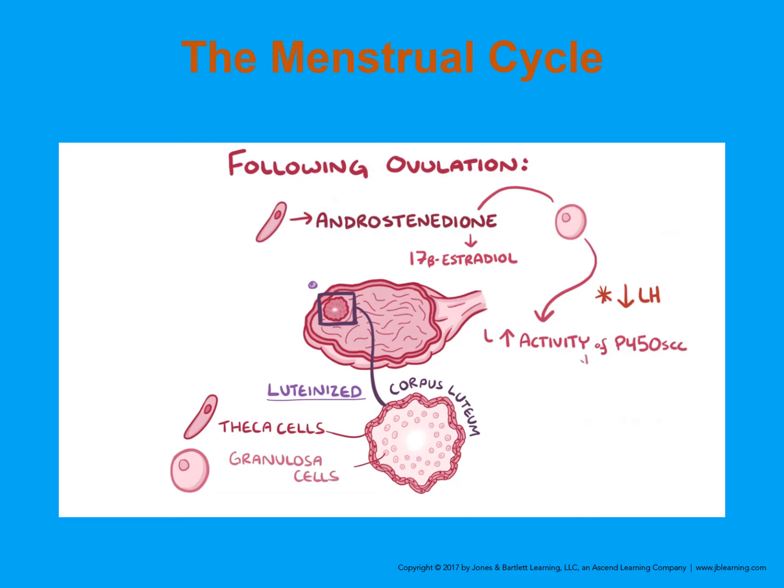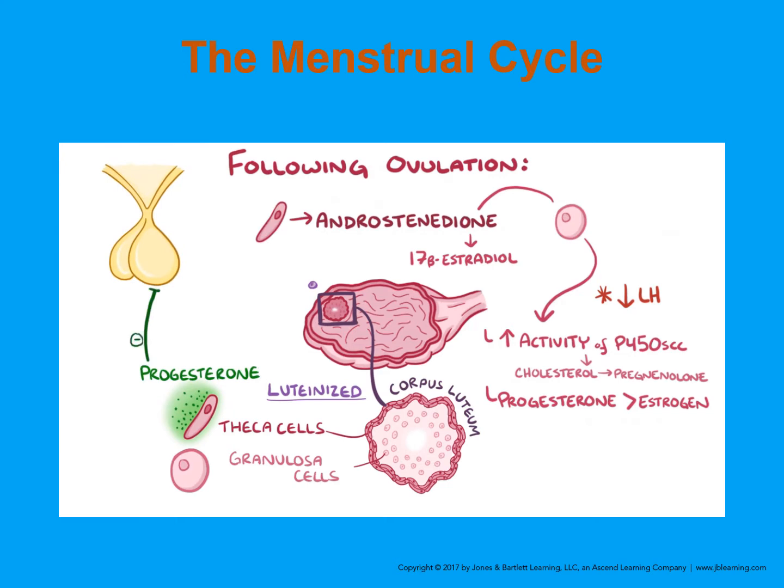This enzyme converts more cholesterol to pregnenolone, a progesterone precursor. So luteinized granulosa cells secrete more progesterone than estrogen during the luteal phase. Progesterone acts as a negative feedback signal on the pituitary, decreasing release of follicle-stimulating hormone and luteinizing hormone. At the same time, luteinized granulosa cells begin secreting inhibin, which similarly inhibits the pituitary gland from making follicle-stimulating hormone.